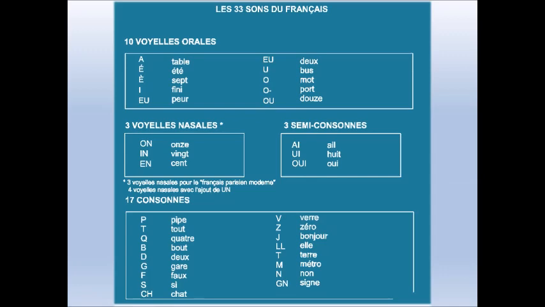Then there are 3 semiconsonants. They are I, 8, and oui. After that, you have 17 consonants. These are the sounds. We'll start with la lettre P: pip, tout, quatre, bout, deux, gare, F is faux, S is si, chat, vers, zéro, bonjour, L, terre, métro, non, et signe. These are all the sounds in French, les sons du français.